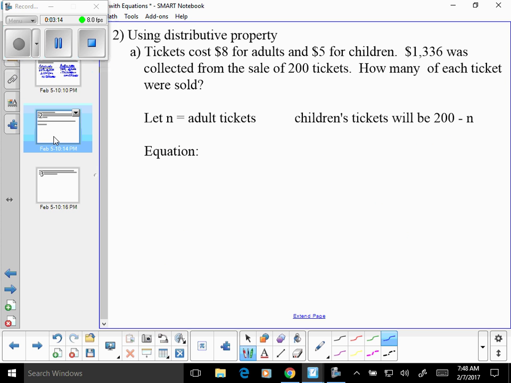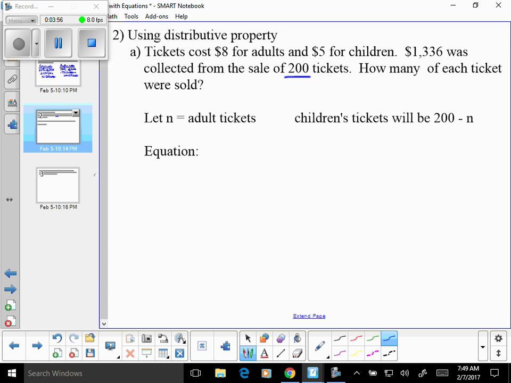The next type is a little bit tougher. In this case, we're going to be using the distributive property that we used way back in chapter 1 or 2. Okay? Tickets are costing $8 for adults and $5 for children. They took in a total of $1,336 and they sold 200 tickets. How many of each ticket were sold? So if we allow n to be the adult tickets, that would mean that the children's tickets would be the 200 total tickets minus the number of adult tickets, or 200 minus n.